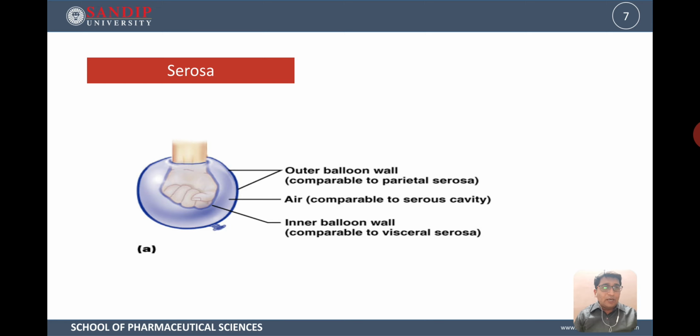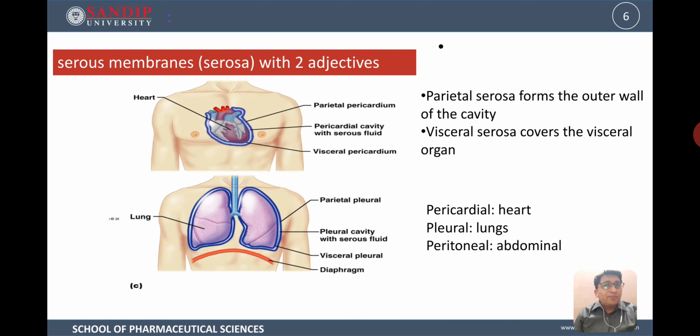I hope I gave the justification for the serosa. The outer membrane is what? Parietal serosa. When the fist is inserted into the balloon in this fashion, the outer membrane is known as the parietal serosa and the inner wall is known as the visceral serosa. Now again we can jump to the last slide.